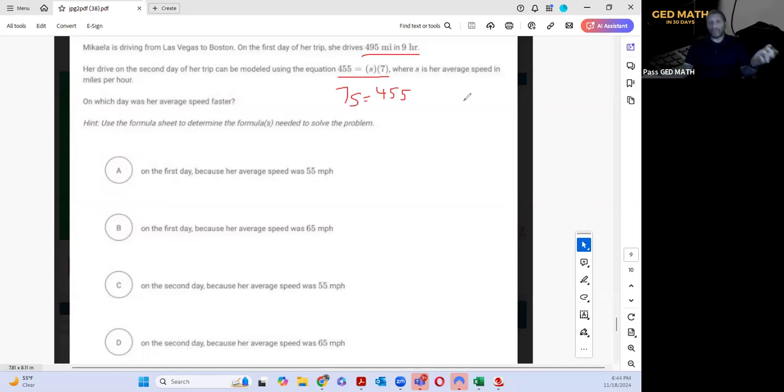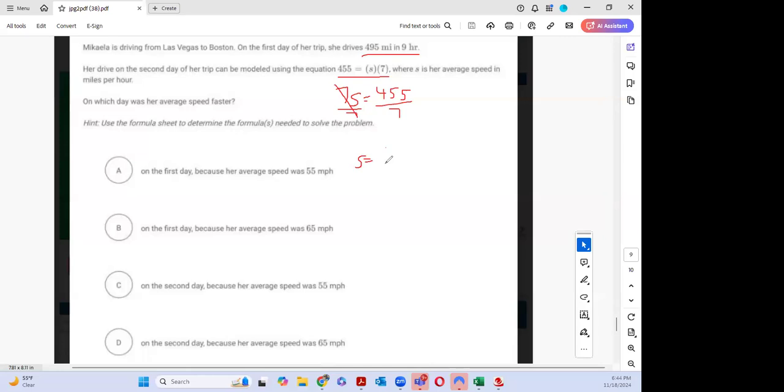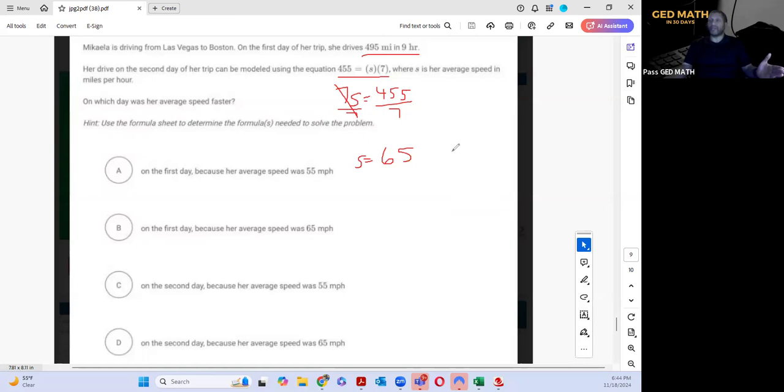So, how do we get s by itself? We divide by 7. The 7s on the left side cancel. We got s equals. 7 goes into 45 how many times? 6. How many do we have left over? 3. Bring down the 5, that's 35. How many times does 7 go into 35? 5. So, her average speed the second day was 65 miles per hour.